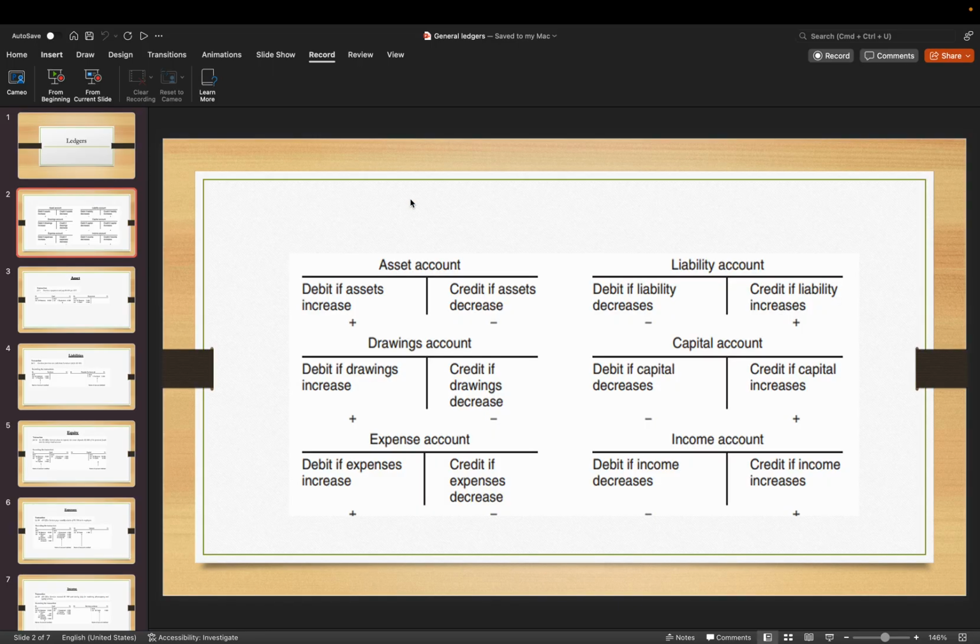So we have asset account, liability account, drawings account, capital account, expense account, income account. So this table is called a T table because you can literally see it forms a T right here. It forms a T table, right?